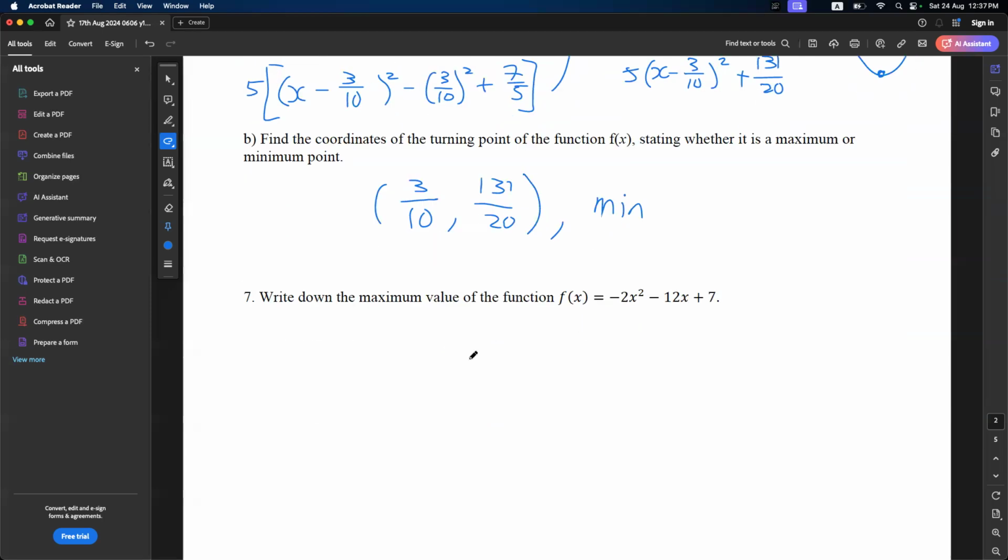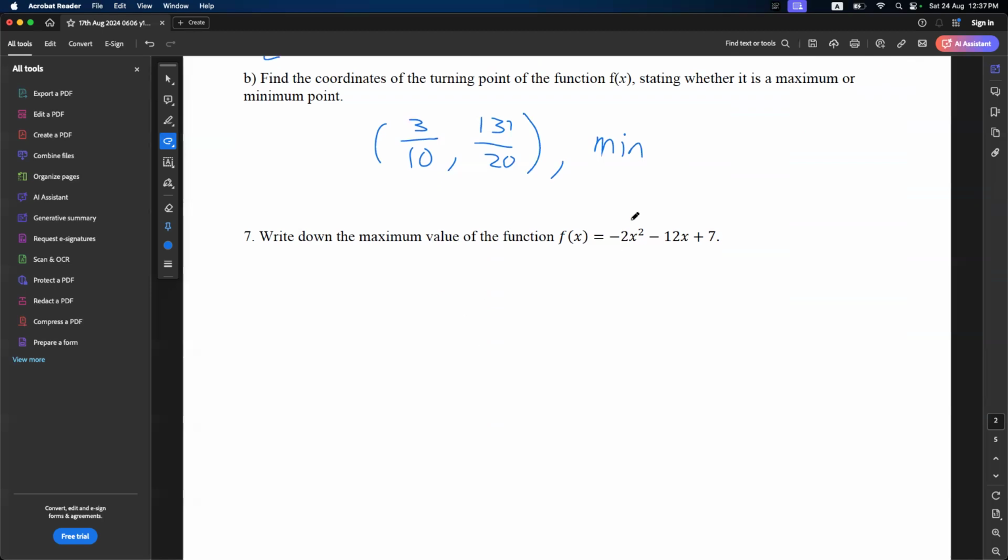Like I said, I'm going to go fast for this one because we've covered the basics already. Write down the maximum value of this quadratic equation here, which in this case, we know is a negative, so it has to be here. Starting off with factorizing the negative 2 out, you have x squared plus 6x minus 7 over 2. Then complete the square for this part here. Negative 2 bracket x plus 3 squared minus 3 squared minus 7 over 2.